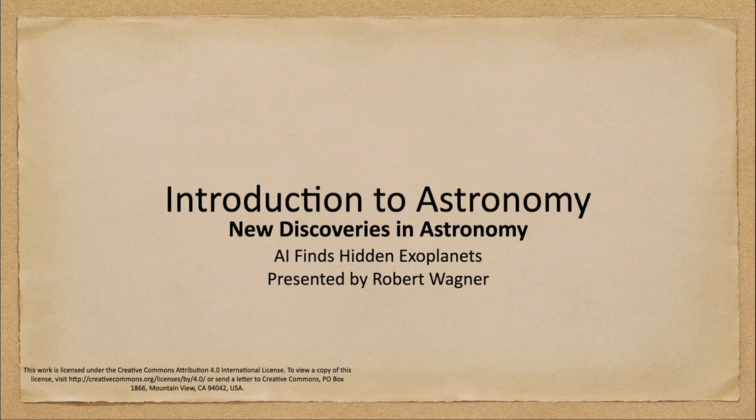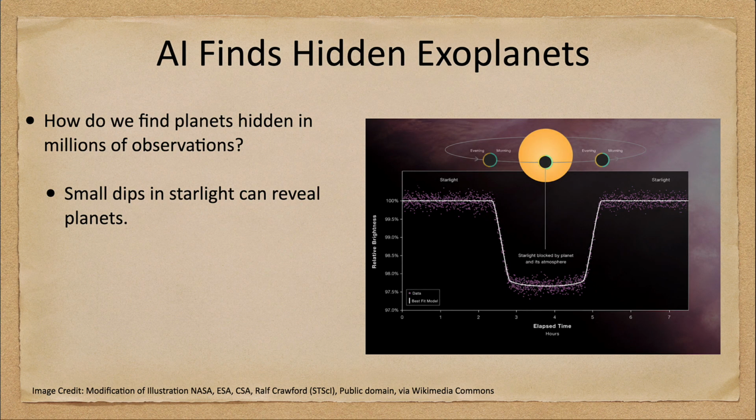In this episode of New Discoveries in Astronomy, we will talk about how astronomers are using artificial intelligence to uncover hidden planets within enormous data sets collected by modern space telescopes. So let's get started. How do we find planets hidden within millions of observations?